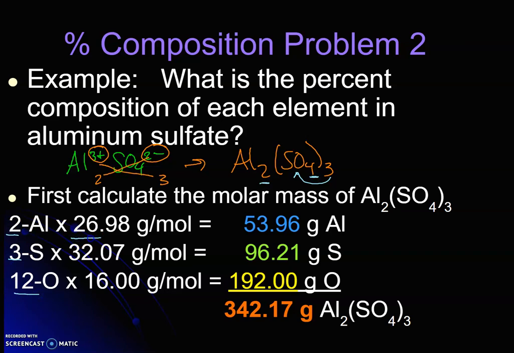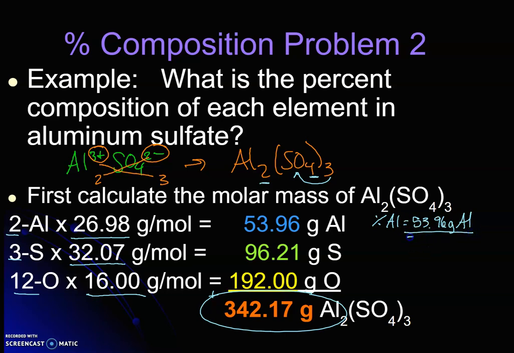You look up each one on the periodic table. 26.98 for aluminum, 32.07 for sulfur, notice we have our 2 decimal places, and 16 even for oxygen. And then we multiply across. If we add all of those up, we get 342.17 grams of those.